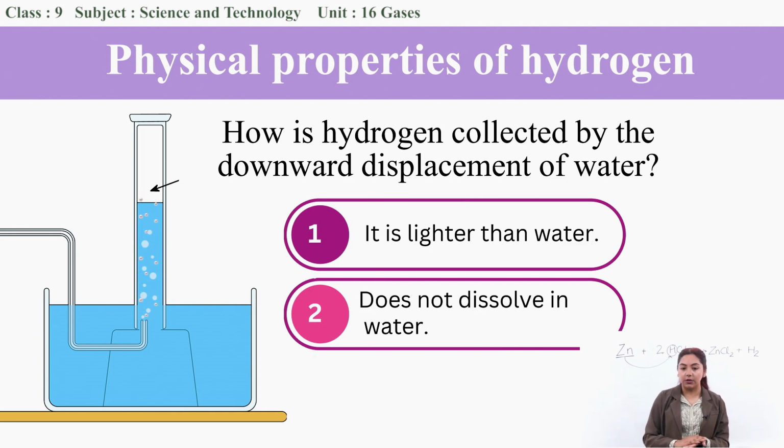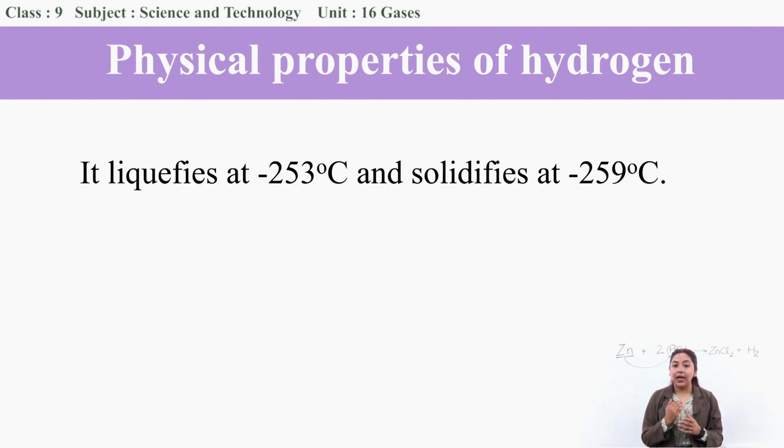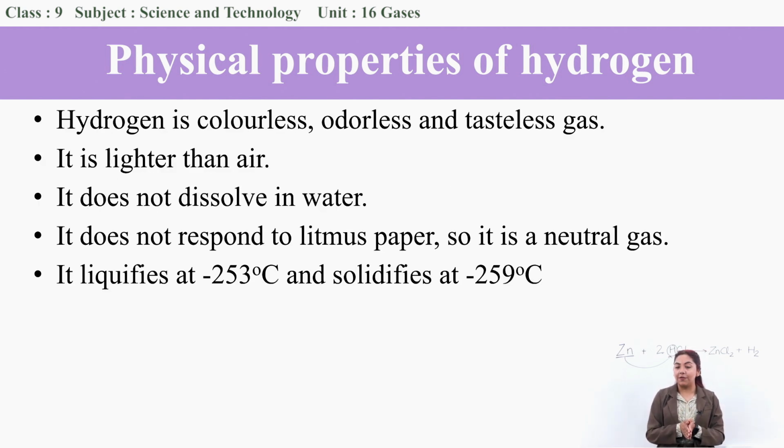downward displacement of water. Now, another physical property is hydrogen does not respond to litmus paper, be it red or blue. It does not change the color of the litmus paper. So we can say that hydrogen is a neutral gas. The final physical property is hydrogen gas can be changed from gaseous state to liquid state at the temperature of minus 253 degrees centigrade, and it can be changed into a solid state at the temperature of minus 259 degrees centigrade. These are all the physical properties of hydrogen that I just explained to you.